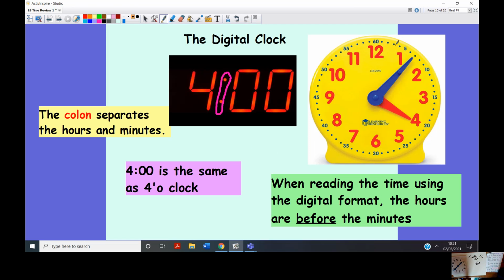I've included this clock here as well because it has the different intervals of 5 as you're going around the clock.